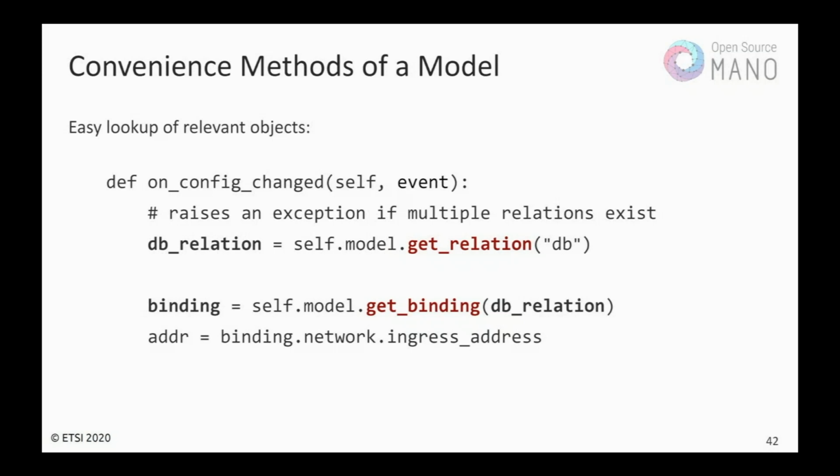So for example, if you know that there will only be one relation created for a particular endpoint, you'll be able to use the get relation method to obtain just one instance. And if there are multiple instances and the charm just doesn't support multiple relations, you will get an exception back.